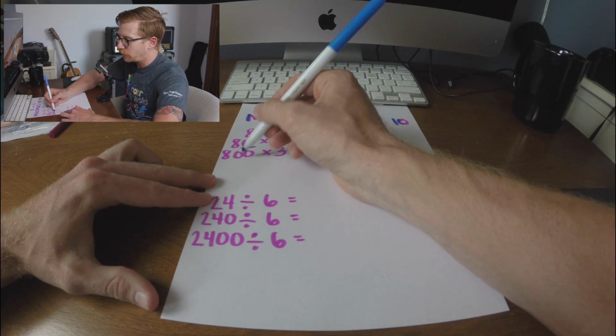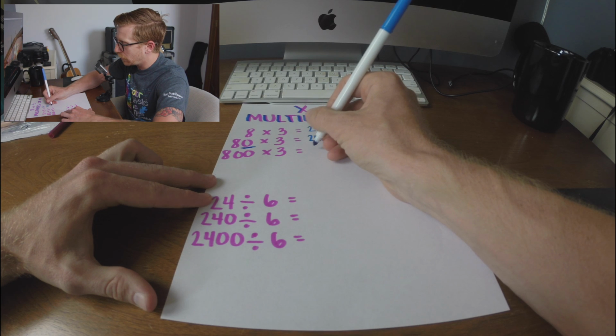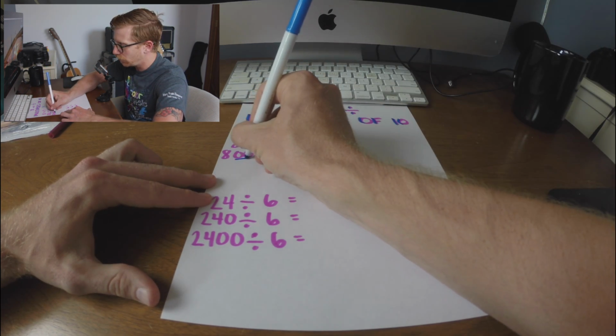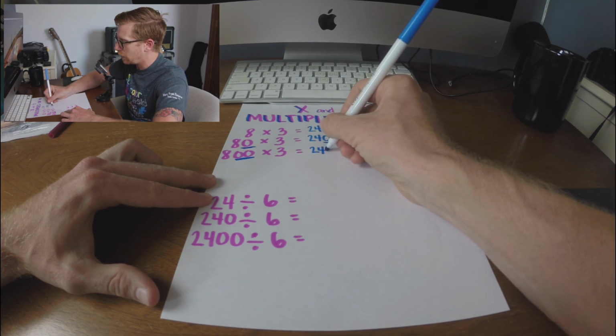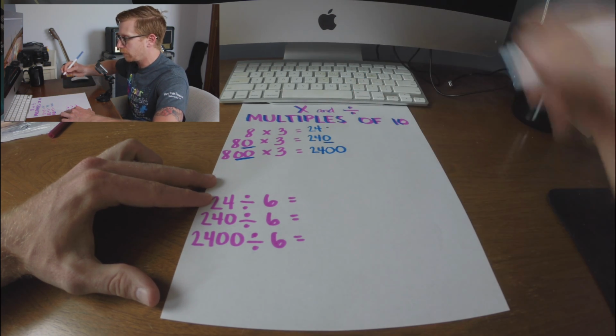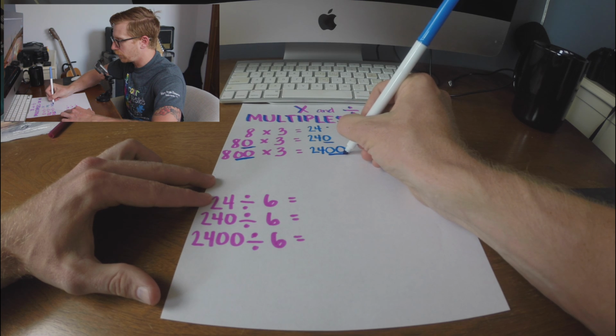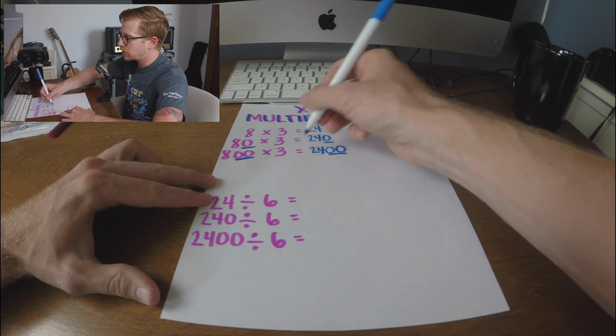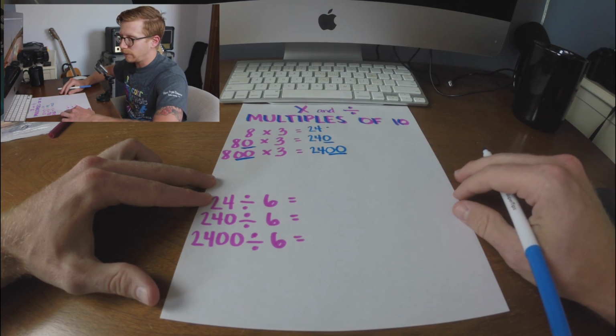Same thing with 800 times 3. The base of the problem is pretty much the same, but I've added 2 zeros onto the end of it. So I'm going to add those 2 zeros on here. So 80 times 3 is 240. 800 times 3 is 2,400.